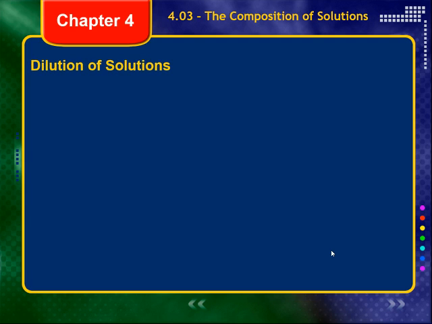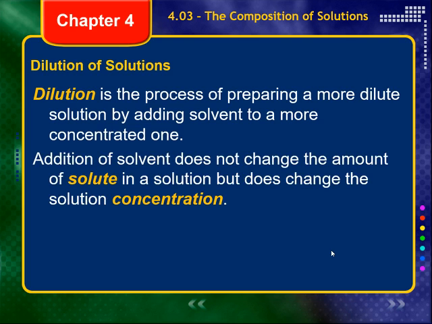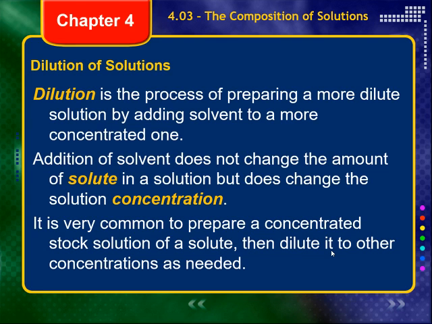Now we're moving on to the back end of this presentation, dilution of solutions. Dilution is the process of preparing a more dilute solution by adding solvent to a more concentrated one. So you have a certain concentration. If you add solvent without adding more solute, you dilute that solution. So addition of a solvent does not change the amount of solute in the solution, but it does change the concentration. It's very common to prepare a concentrated stock solution of a solute and then dilute it to other concentrations as you need.